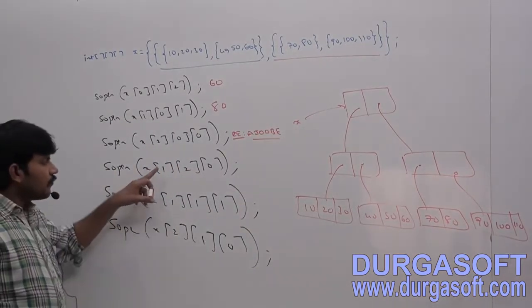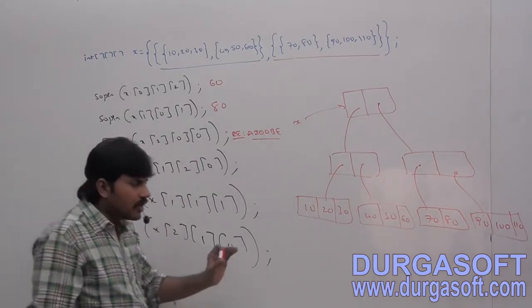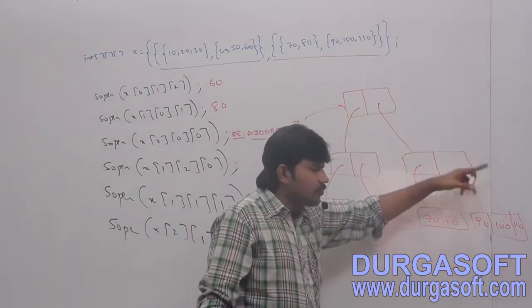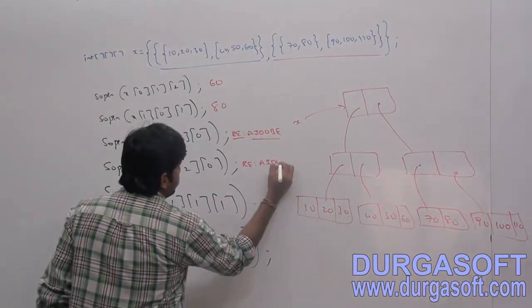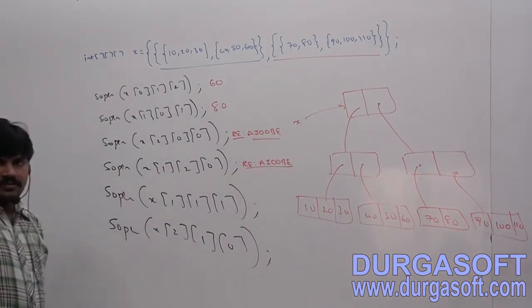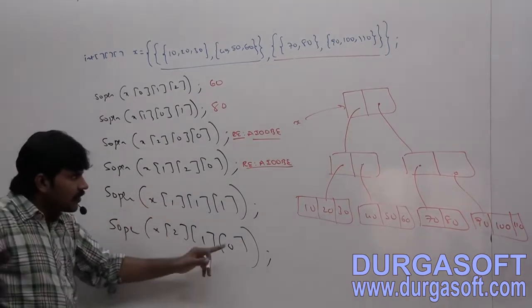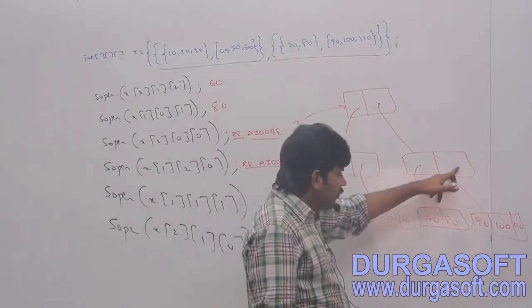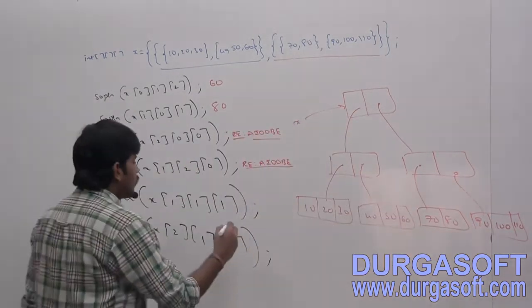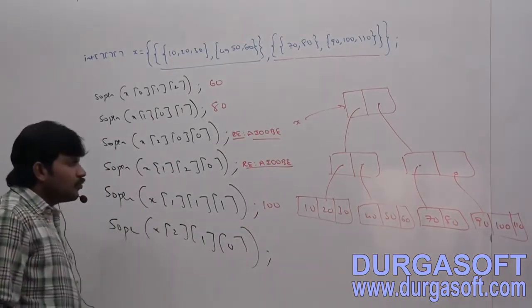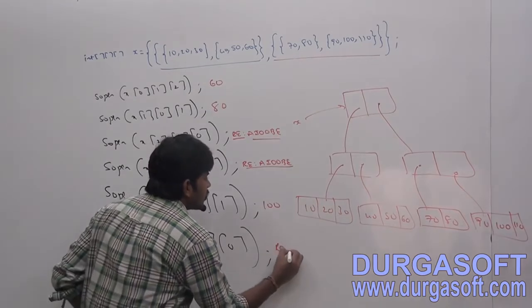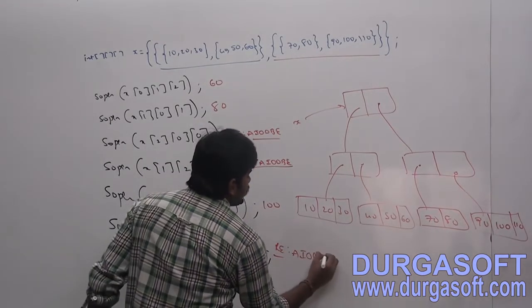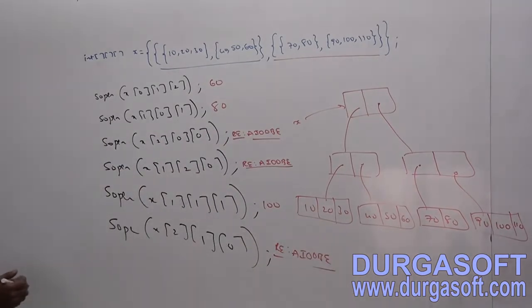Next, x of 1, 2, 0. X of 1, 2 is not there. Once again, array index out of bounds exception. Next, x of 1, 1, 1 is what? The answer is 100. X of 2, 1, 0: x of 2 is not there. Immediately we will get a runtime exception, array index out of bounds exception. Are you able to understand, right? Make sure, maybe a chance to ask this type of thing.